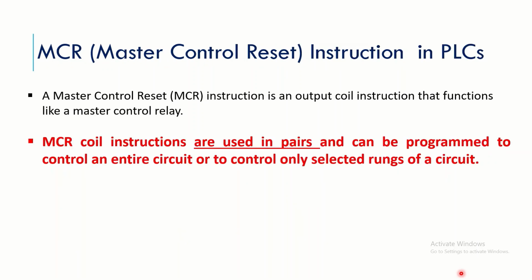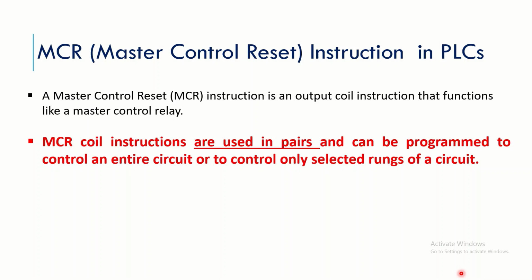Now you see that master control reset is an instruction. Earlier we have studied master control relay, MCR. Now this is the master control reset instruction. It is an output coil instruction that functions like the master control relay. You see, MCR coil instructions, whenever you are going to use them, are always used in pairs.